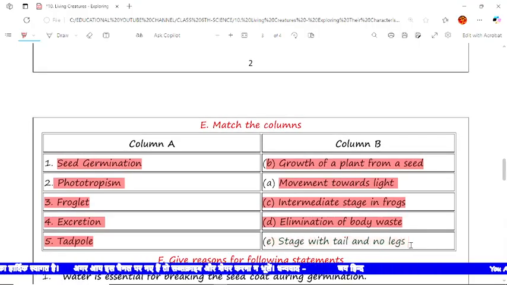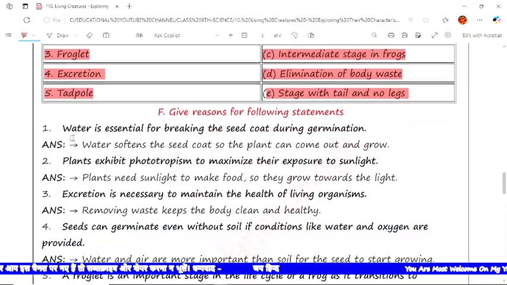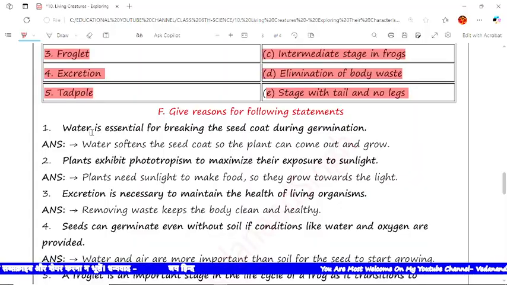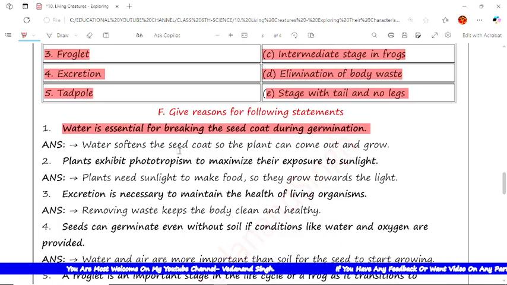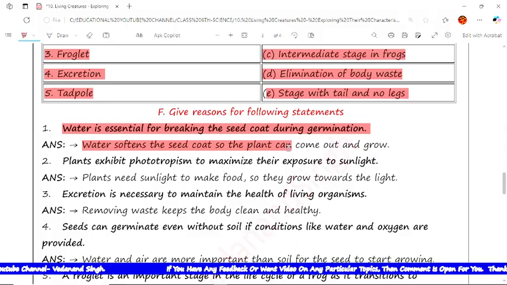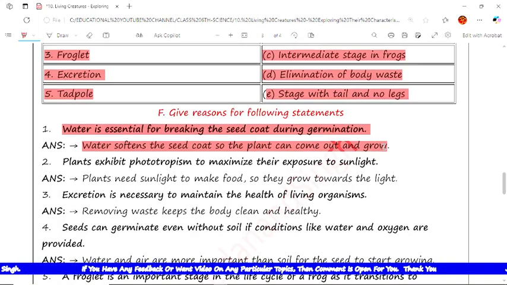Stages with tails and no legs. Now the next is statements are given here and we have to give the proper reason for each statement. First statement is water is essential for breaking down the seed's coating during germination. The answer is water softens the seed coats so that the plant can come out and grow.